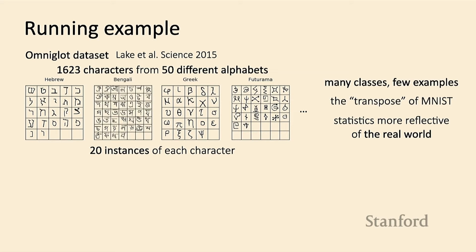So you can sort of think of this as the transpose of a data set like MNIST, where instead of having many examples and a small number of classes, you actually have a large number of classes and a very small number of examples per class. And I also think that the statistics of this kind of data set are a little bit more reflective of the real world, because in the real world, we don't see 1,000 forks and 1,000 notebooks and 1,000 pens, and only a small number of things. We actually have a really massive number of objects, and we only run into those objects a small number of times in general.